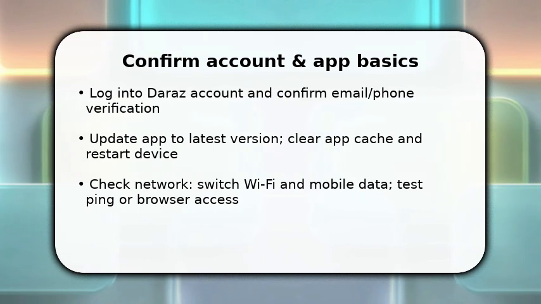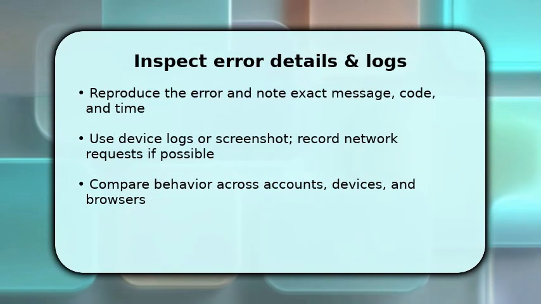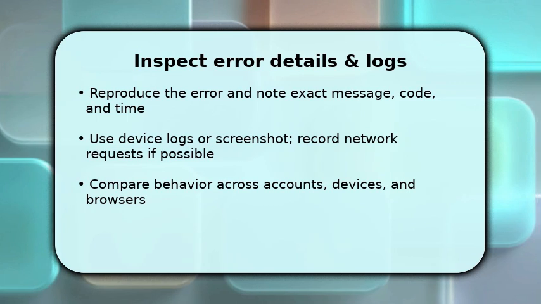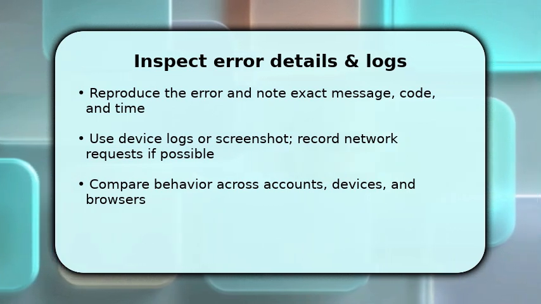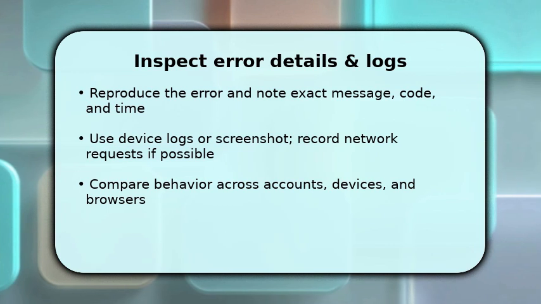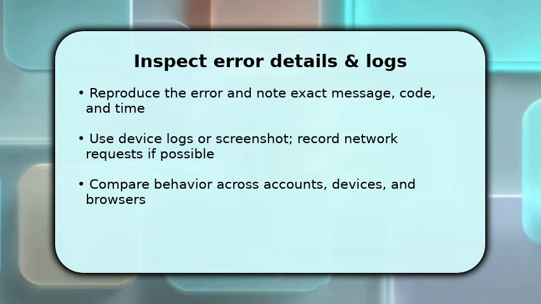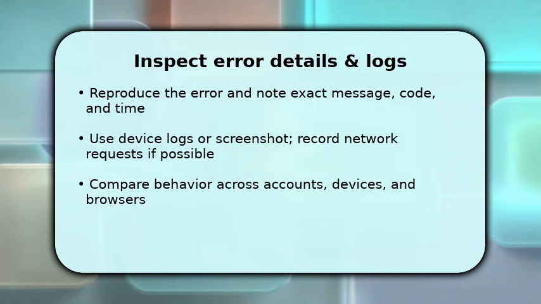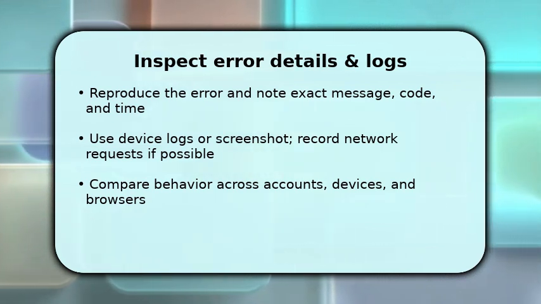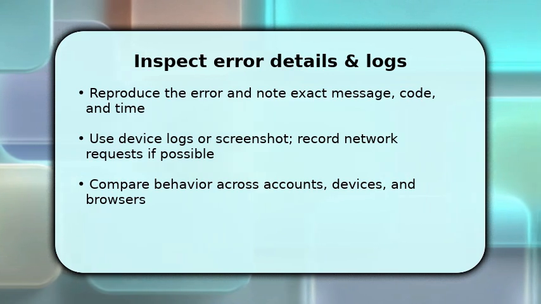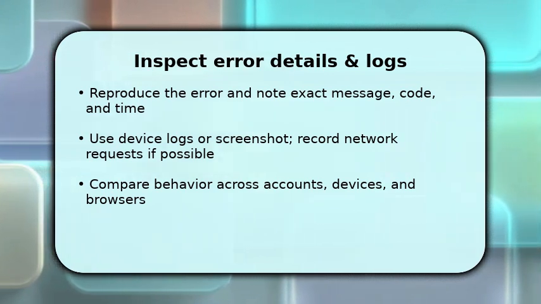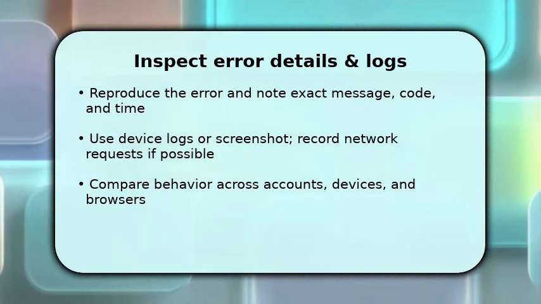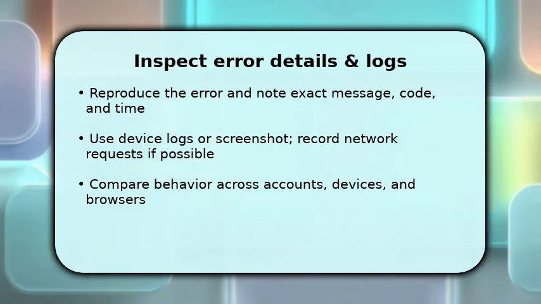Now reproduce the error deliberately and capture precise details: the exact message, any error code, and the time it occurred. Take screenshots and, if available, collect device logs or use a browser's developer tools to record network requests and console errors. Try the same action on another device, browser, or account to determine scope. This distinguishes account-specific issues from client or server faults. Once you have this evidence, you can choose the appropriate fix path with confidence.